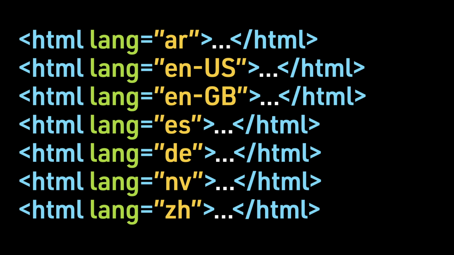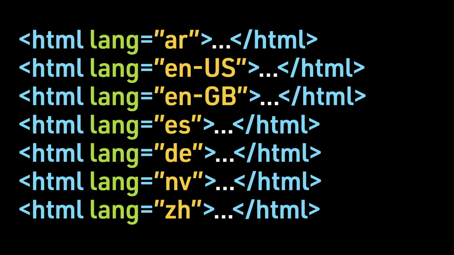HTML opening tag, lang equals AR, in quotation marks, HTML closing tag. HTML opening tag, lang equals EN-US, in quotation marks, end HTML tag. Closing HTML tag. HTML opening tag, lang equals EN-GB, in quotation marks, HTML closing tag. HTML lang equals ES, in quotation marks, HTML closing tag.